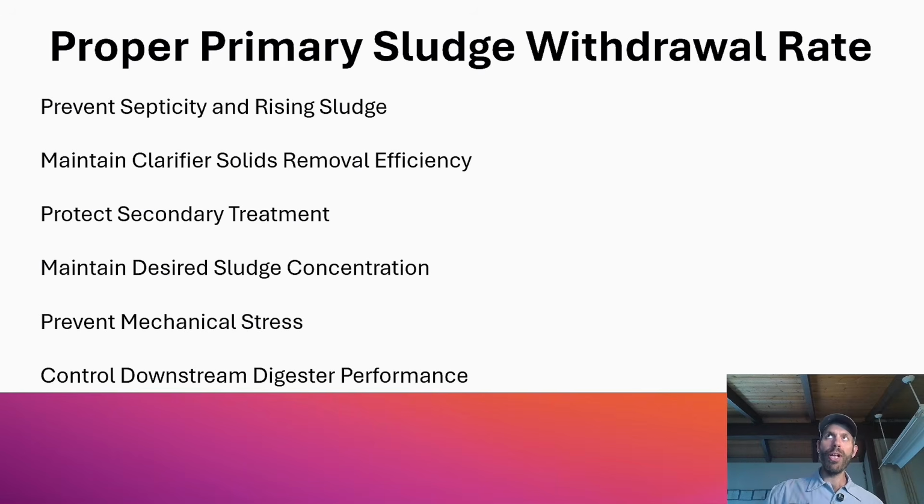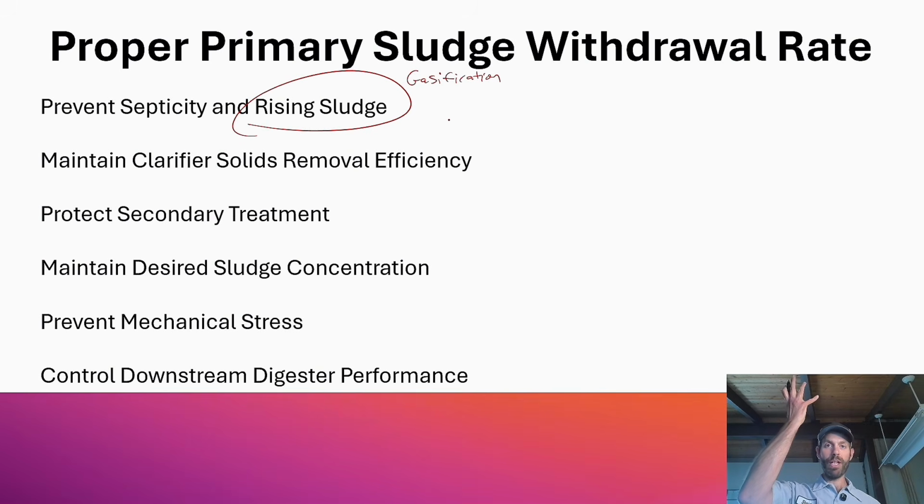Why do we withdraw sludge at the proper rate? First, we want to prevent septicity and rising sludge. That's what you saw at the very beginning of this video. When my timer didn't do what it was supposed to do, the sludge stayed in there too long. It did something called gasification, where it pretty much starts decomposing in the bottom of the clarifier, and it floated my sludge blanket. Those bubbles are buoyant, and they want to float, right? They want to go to the top and disperse into the atmosphere. Well, if there's a big sludge blanket over top of it, it's going to carry it with it, right? So that's what happened. You also want to prevent septicity from it staying down there too long.